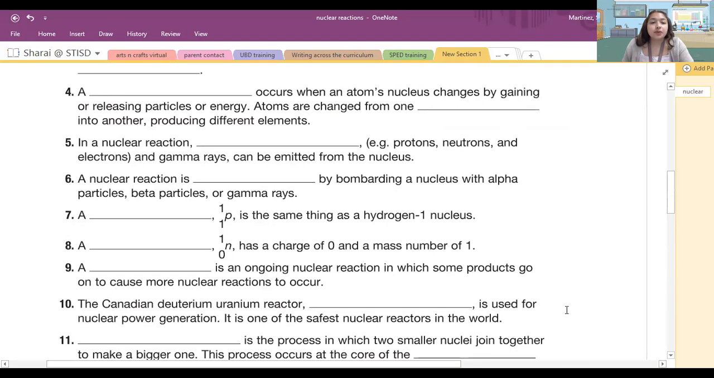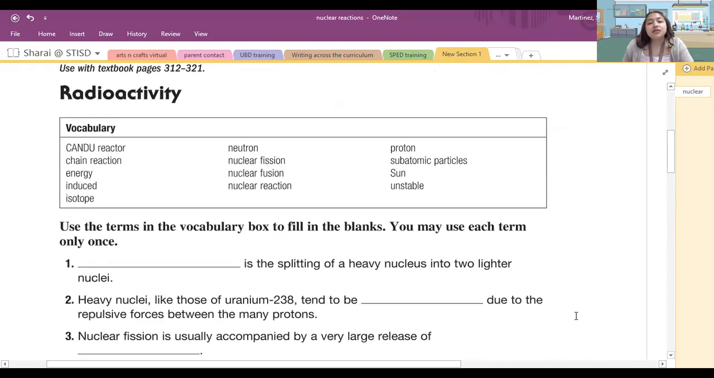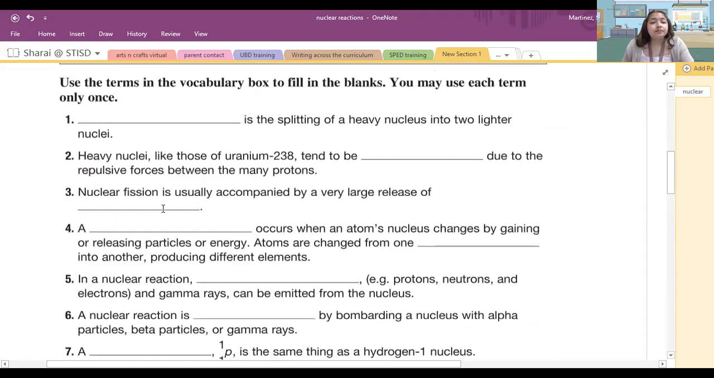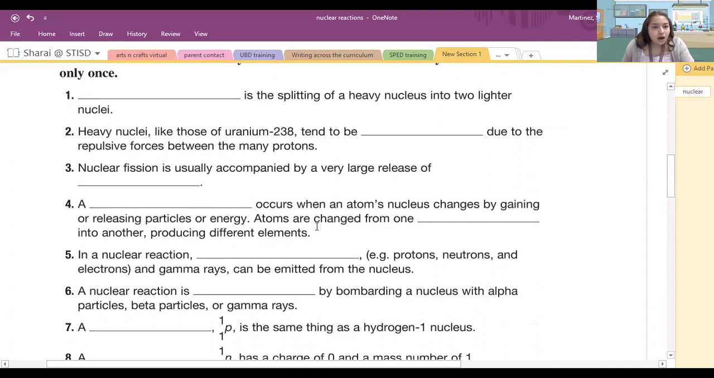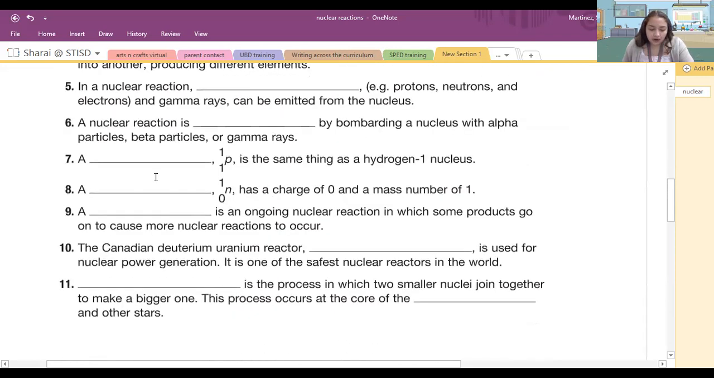So you are still responsible for the front side, which is just vocabulary. There are some, like CANDU reactor and induced, and isotope, I believe, that we don't have the official definitions for, but I'm going to go ahead and give you something to reference, or I guess I could tell you where those go. I think that's a better idea.